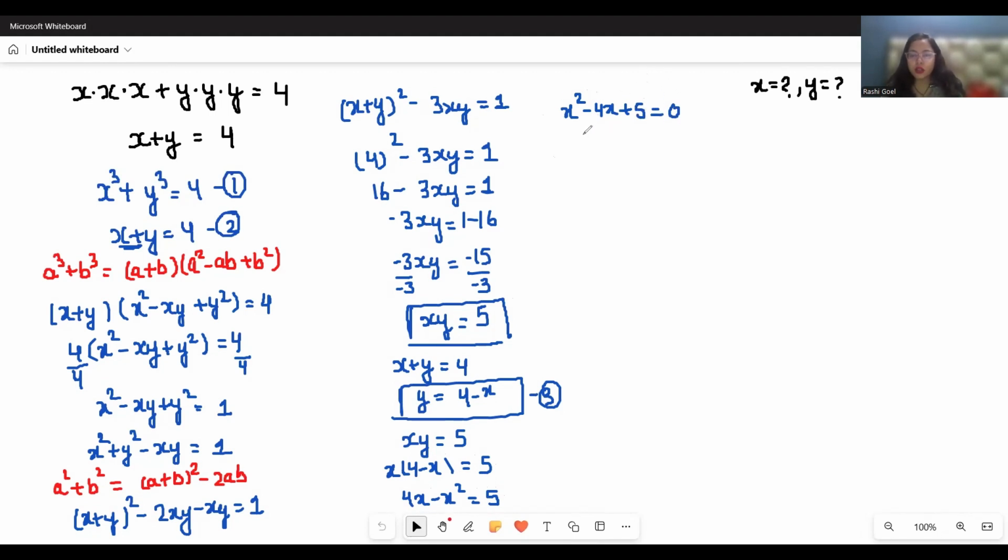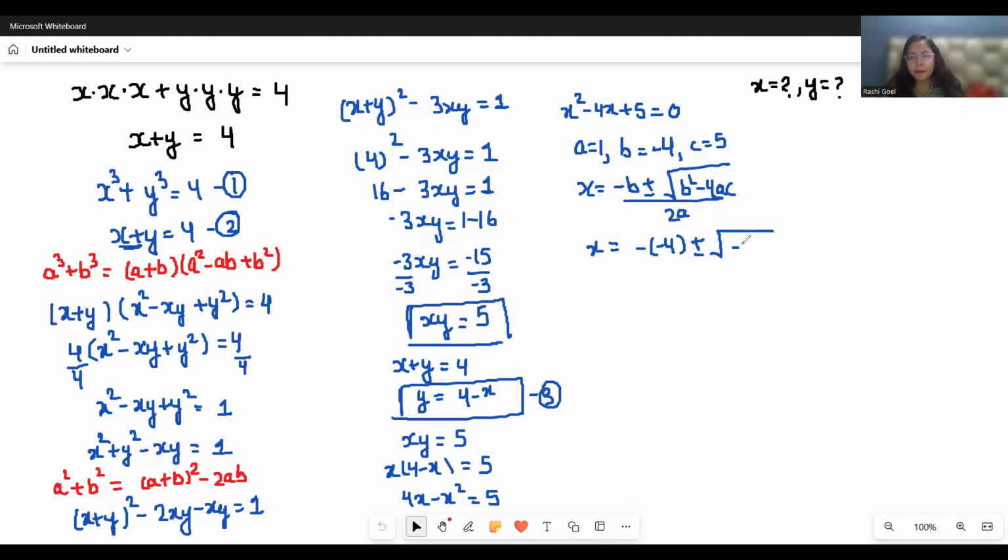So this is a quadratic equation. The value of a is 1, the coefficient of x square. The value of b is minus 4, the coefficient of x, and the value of c is 5. So let's put the values in the quadratic formula, that is minus b plus minus under root b square minus 4ac by 2a. So x is equal to minus of minus 4 plus minus under root minus 4 square minus 4 times 1 times 5 by 2 times 1.